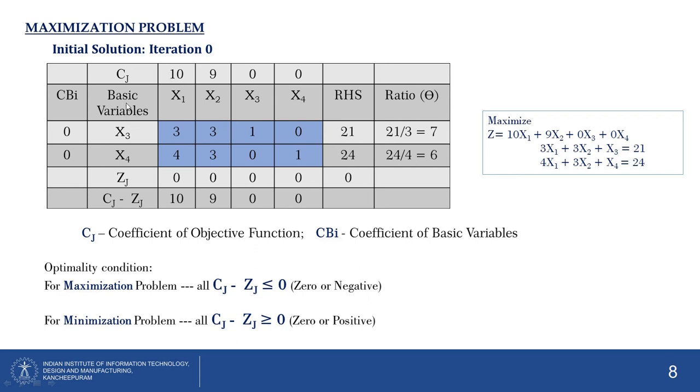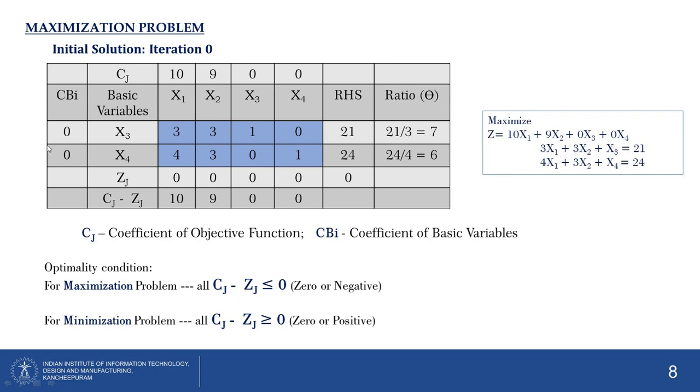Basic variables, we don't write anything now. We are going to fill them afterwards, right? CBi is nothing but the coefficient of basic variables. Here we are filling x1, x2, x3, x4, the right hand side of the equations, and the ratio I will discuss afterwards.